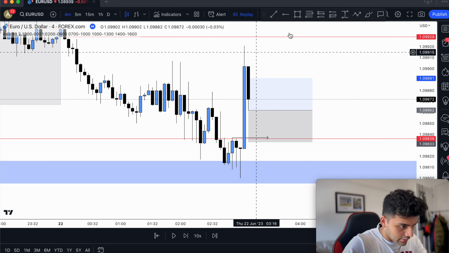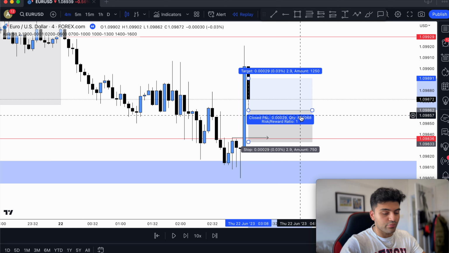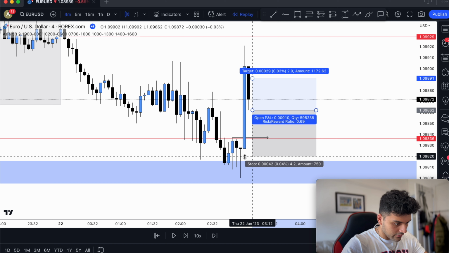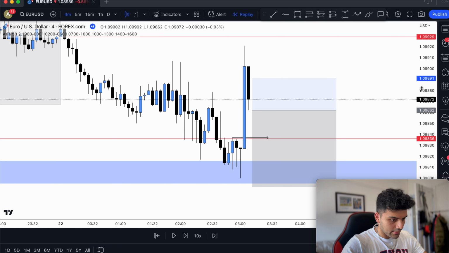So the fair value gap right here, as you can see, break of structure, massive gap, imbalance. Price likes to come back and fill that imbalance and then carry on up. So covering the fair value gap pattern for a 7 pip stop right there.